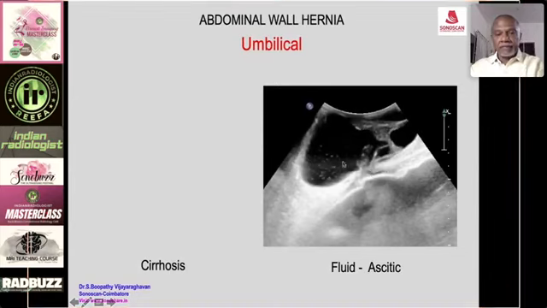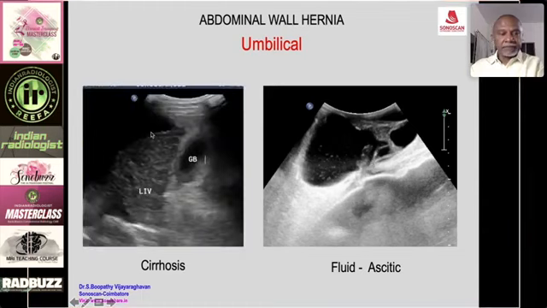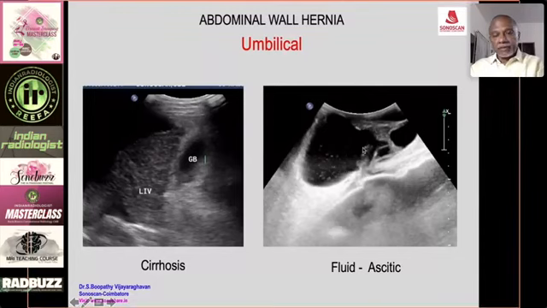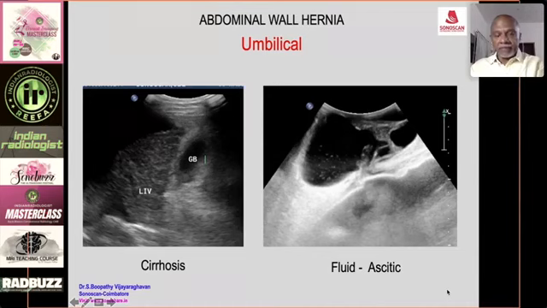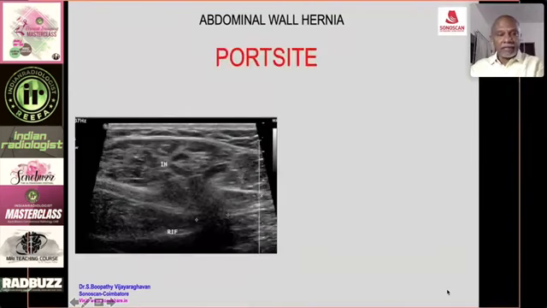This happens when there is ascites in the abdomen due to cirrhosis. So because there is ascites, only the ascitic fluid goes into the hernial sac, separating the rest of the contents of the abdomen from entering into the sac. So that is umbilical hernia containing only ascitic fluid.